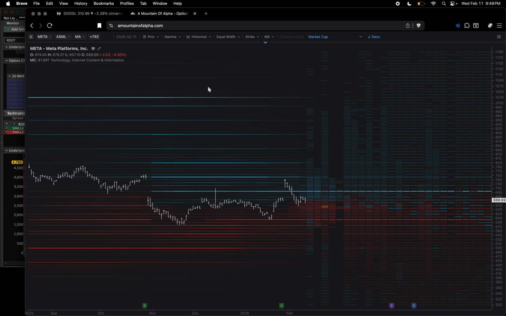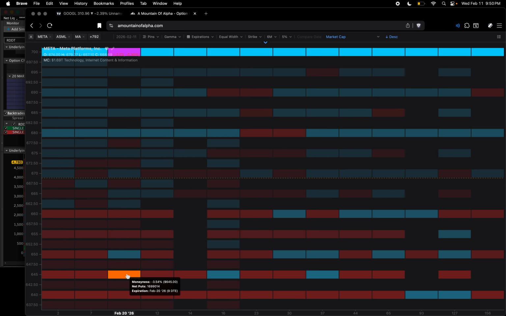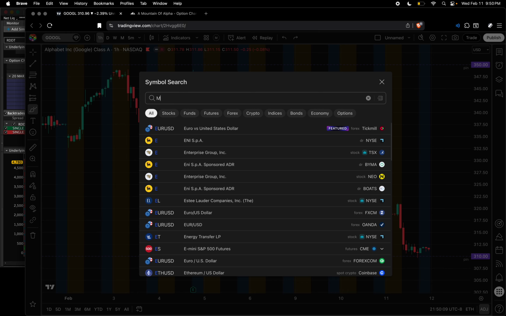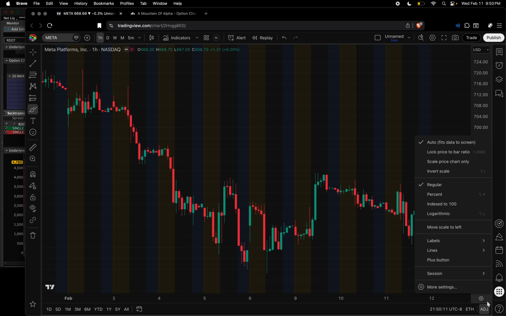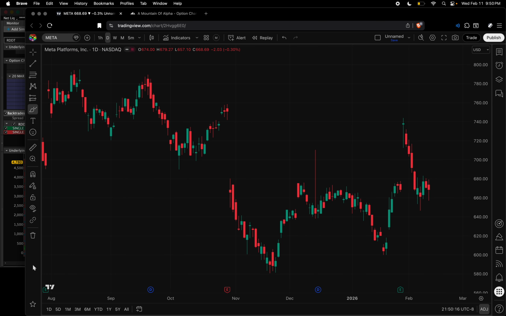So Meta has one. See there? Meta has one for the 20th. Right? So it's 700, 645. Sometimes with these, you've got to do the expiration view. So you can kind of get in here and zoom in. 645, 700. And usually when I see something like this, I'll just head over to the chart session, do this, and I put that on here.